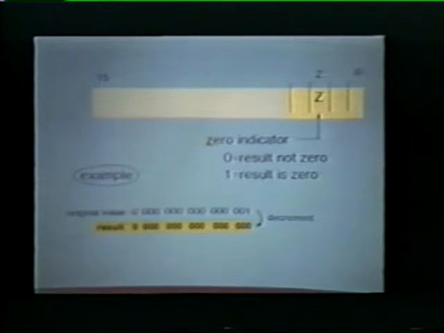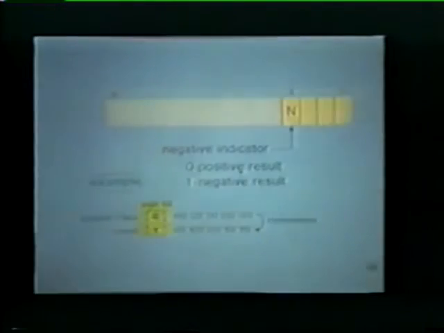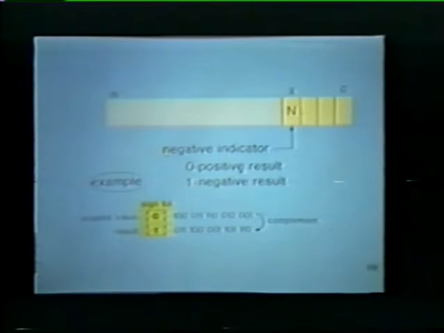The third condition code bit, bit 2, is a zero indicator and is called the Z bit. When this Z bit is set, it indicates that the result of the operation was zero. As you can see in this example, the decrement instruction causes a result of zero, thereby setting the Z bit. The final condition code bit, bit 3, is a negative indicator and it is known as the N bit. This N bit is set when the result of the operation is a negative value. In this example, the complement instruction changes a positive value to a negative result, and therefore the N bit is set.